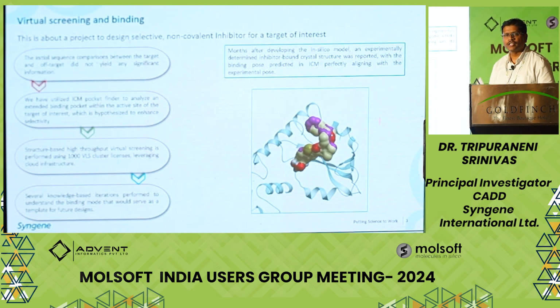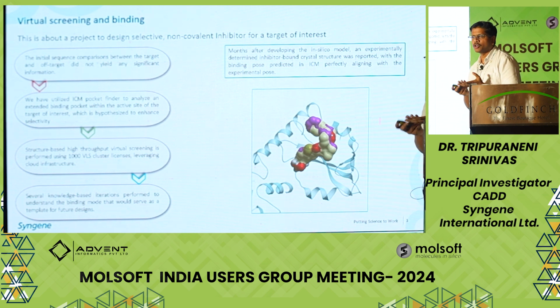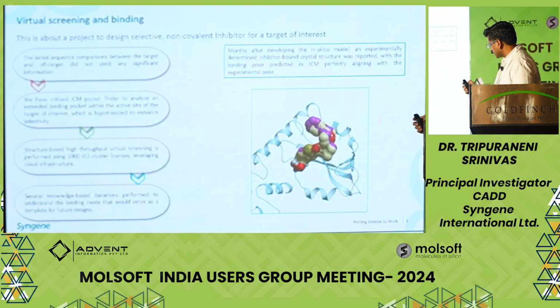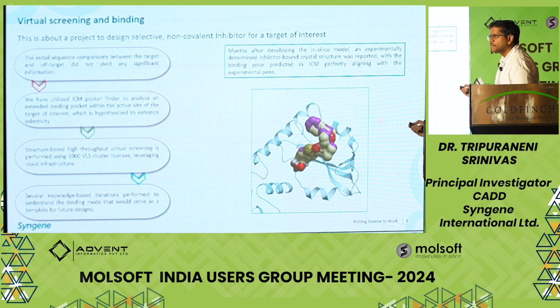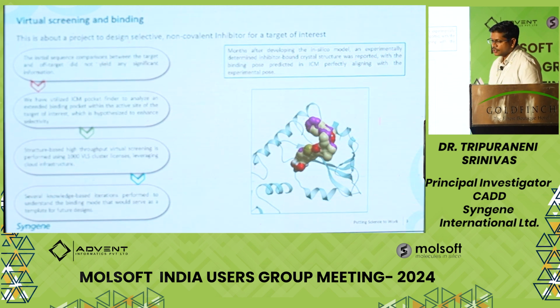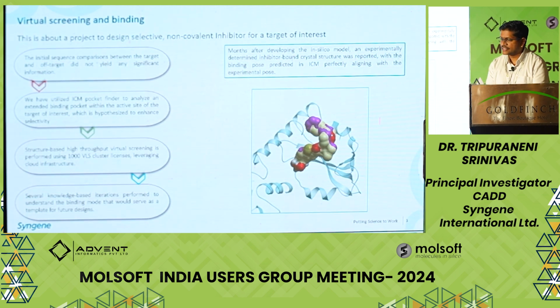Months after we developed an in silico model for the target of interest, there was a crystal structure reported. I mean, the structural biology team came up with a crystal structure with the molecule. So here you can clearly see the perfect overlay of the predicted mode. The purple versus the yellow, as you can see over here, is the experimental versus the predicted.